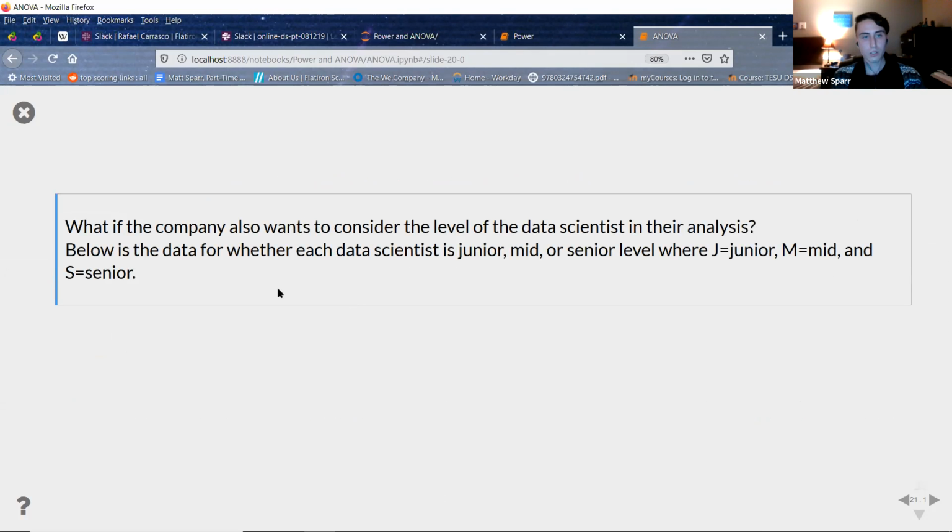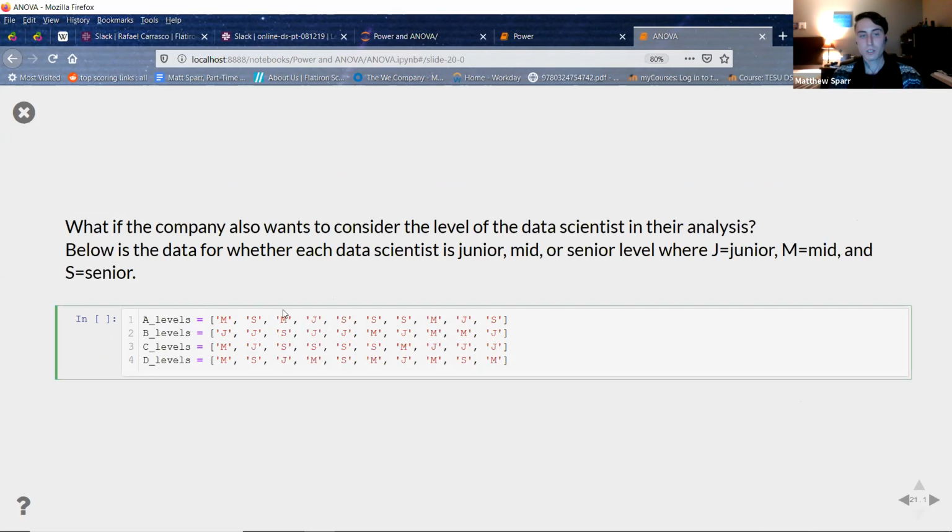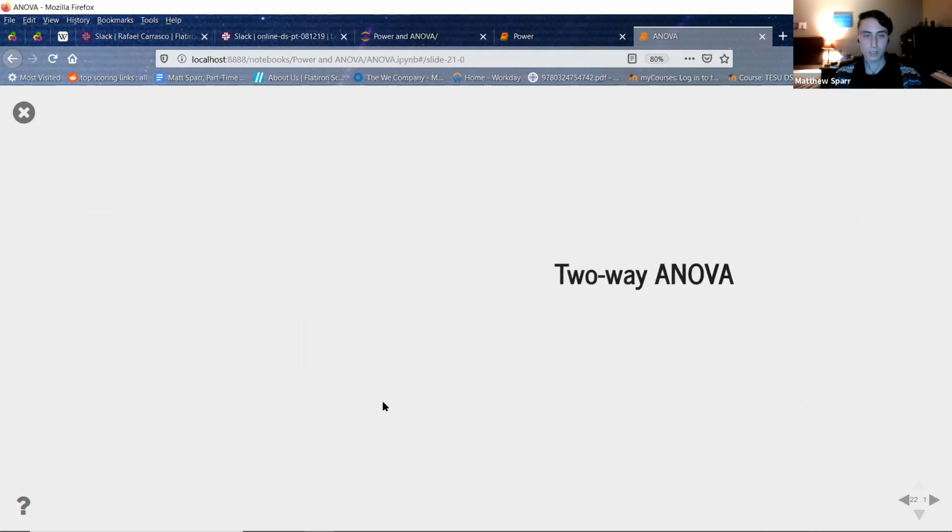All right, so what if the company also wants to consider the level of the data scientists in their analysis? So whether they're a junior, mid, or senior level data scientist. Here's the data for the different levels, J for junior, M for mid, and S for senior. So we can go ahead and store that there.